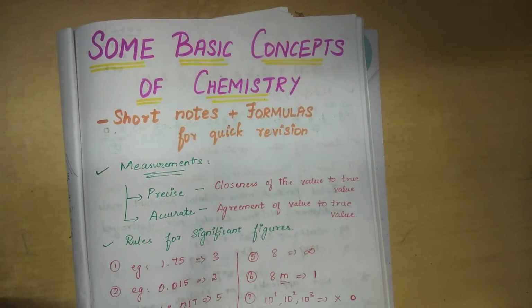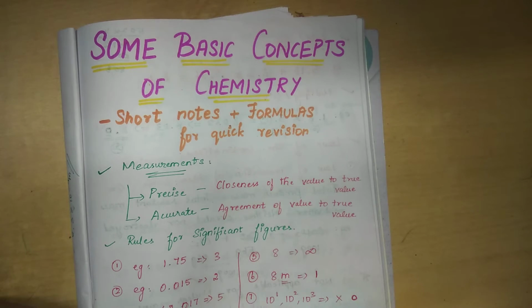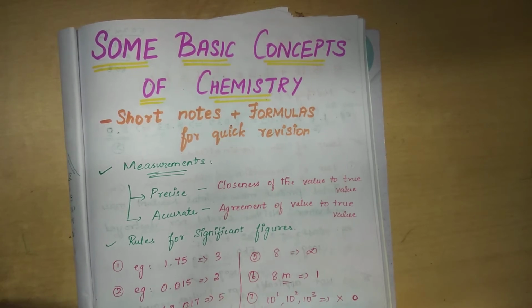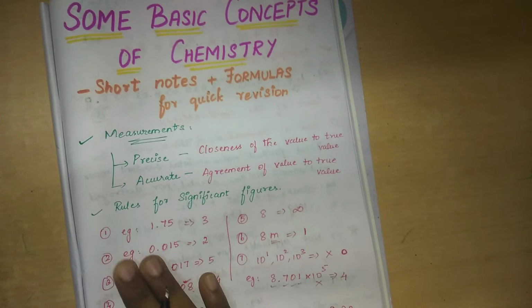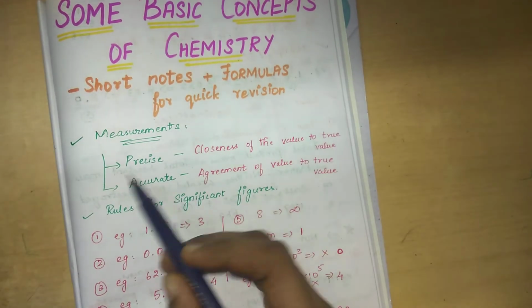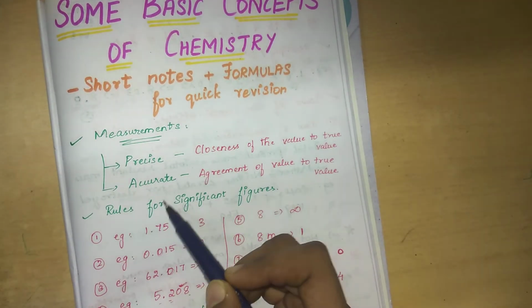In this video we are going to see the short notes and also the formulas for the first chapter of chemistry, some basic concepts. It will be useful for your quick revision for competitive exams. First topic is the type of measurements. First type is precise and second one is accurate.